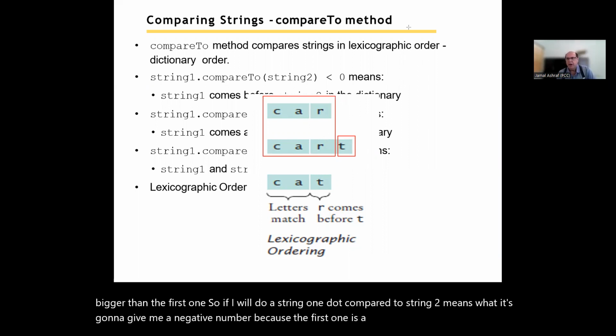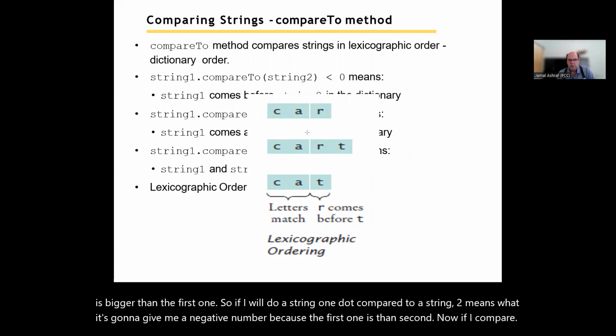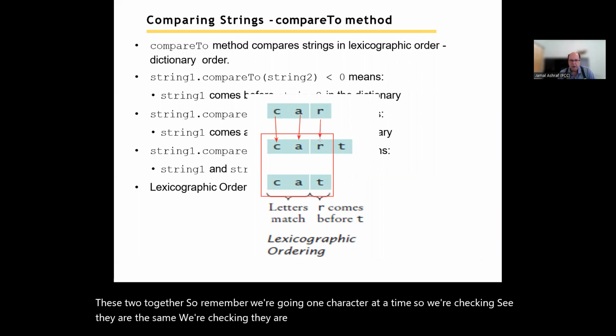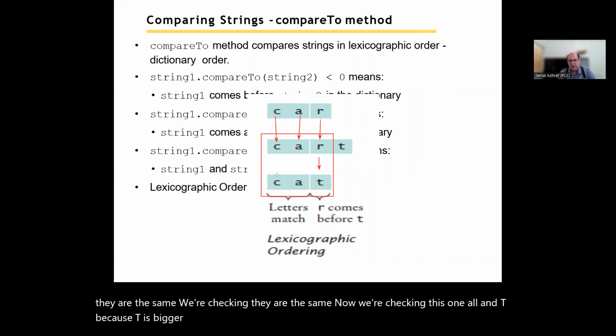Now, if I compare these two together, remember, we're going one character at a time. So we're checking C, they are the same. We're checking A, they're the same. Now we're checking this one, R and T. Because T is bigger than R, the second one is going to be bigger than the first one.